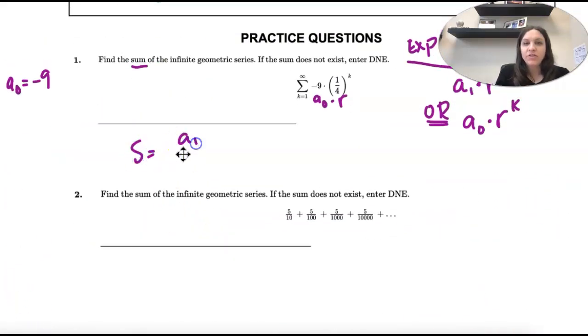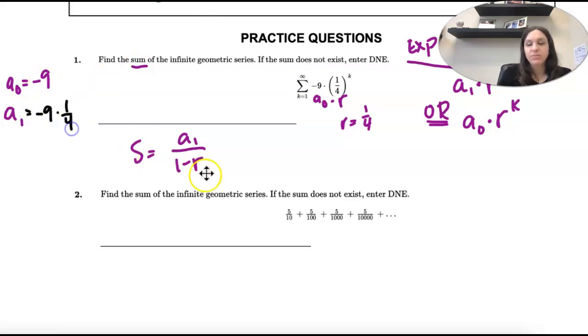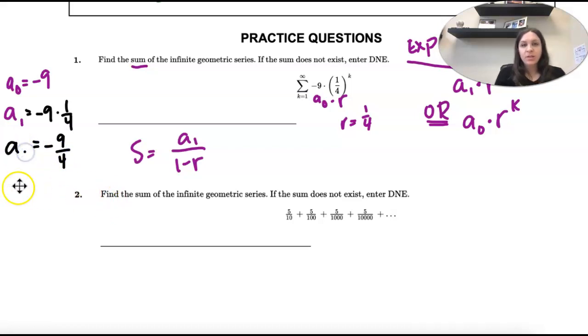where we need the first term and the ratio. Well, we know the ratio is 1/4. So to find the first term, we would take the previous term times the ratio. So -9 times 1/4, which is -9/4. That's the first term. So just remember, when you're looking at a formula where it doesn't say minus 1, that means that you're starting with the y-intercept, or what we call the zero term.